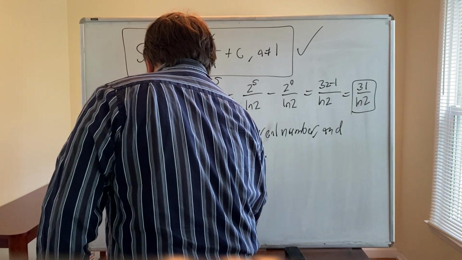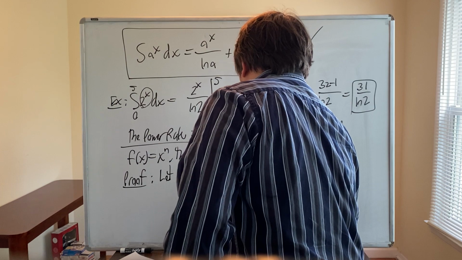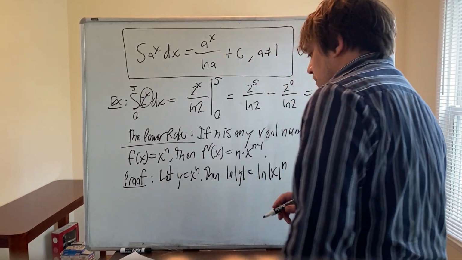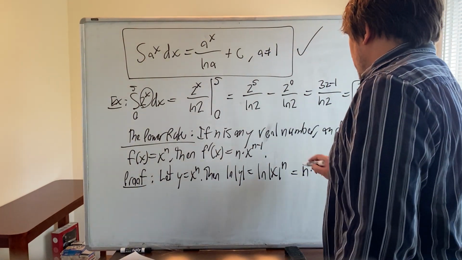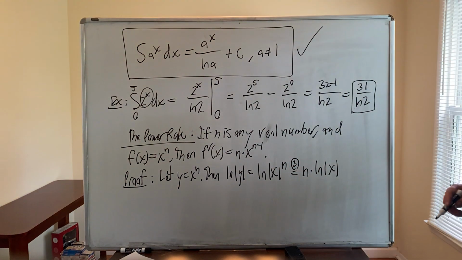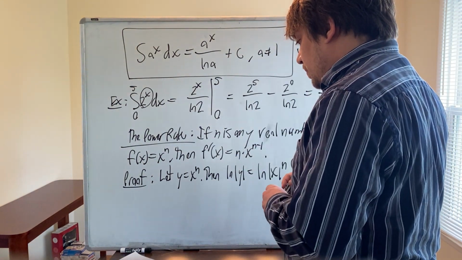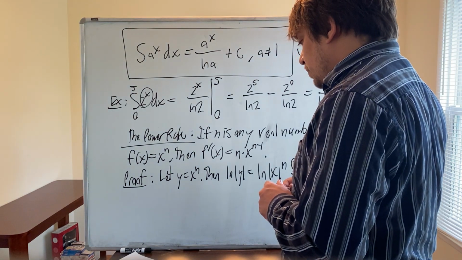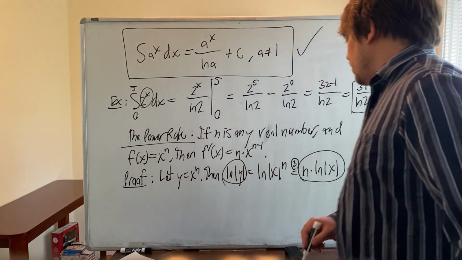Let y equal x to the n. Then ln of the absolute value of y is equal to ln of the absolute value of x to the n. Well, then that's equal to n times ln of the absolute value of x by the third law of logarithms. So now we have that ln of y is equal to n times ln of x.